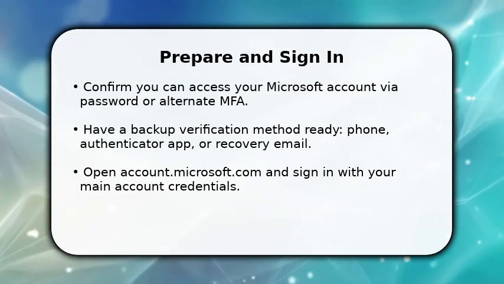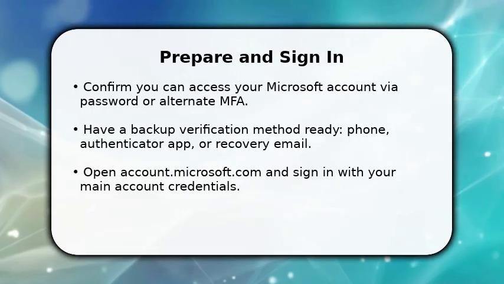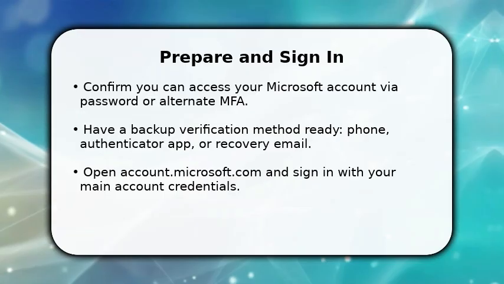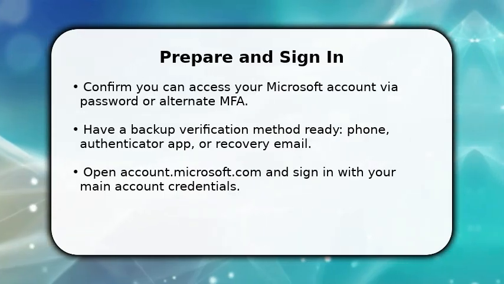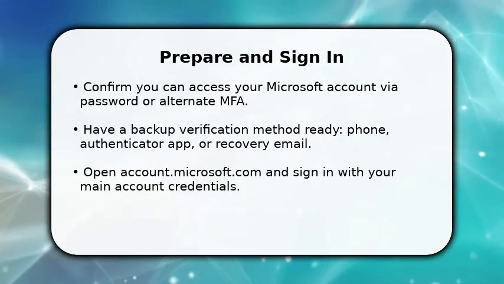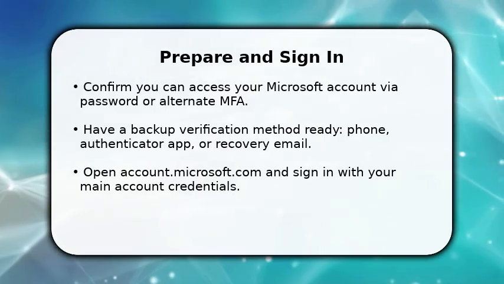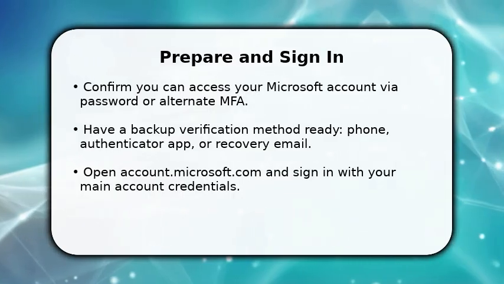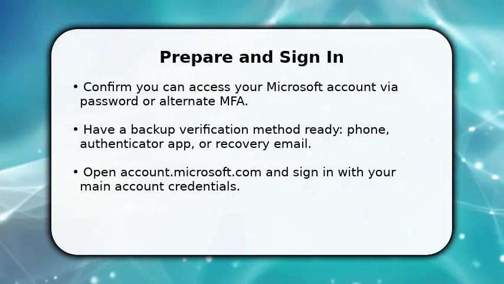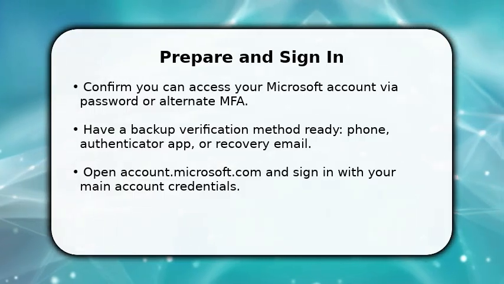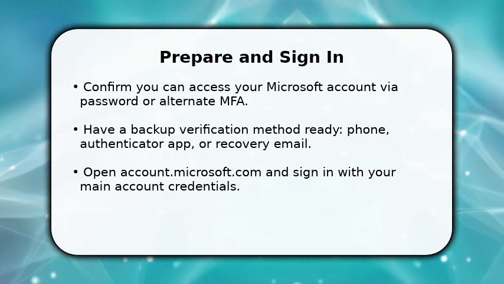You start by signing into your Microsoft account with your regular credentials. This grants you access to security settings. Once signed in, make sure you can still receive codes by phone or app, because removing a key requires alternate verification. If you don't have a backup method, add one now and verify it so the removal won't lock you out. These steps prevent accidental loss of access and prepare the account for a safe removal of the physical or virtual security key.